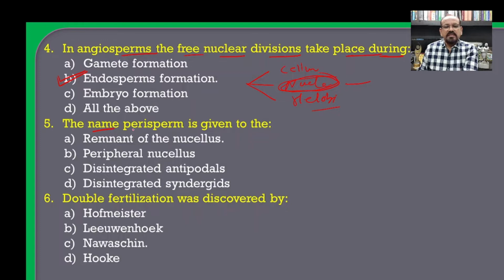Then the fifth one: the name perisperm is given to. The perisperm is the remnant of the nucellus, and hence the remnant of the nucellus is known as the perisperm. The double fertilization was discovered by... we have to remember the names of the different authors or scientists who have discovered certain things. So if you see the discoverer of double fertilization, then it is Nawaschin.